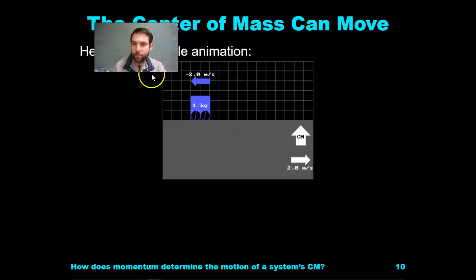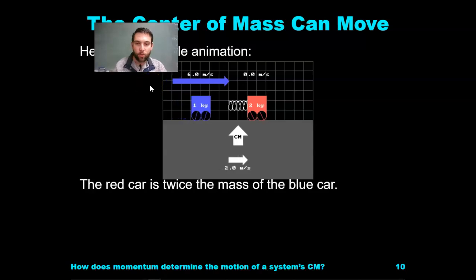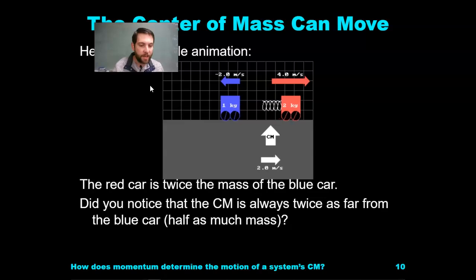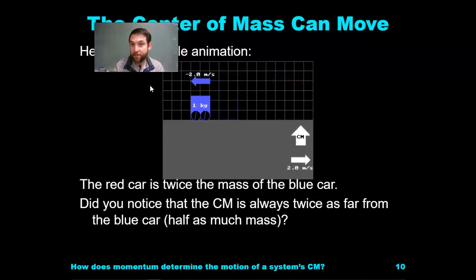Here's our CM right here. The red car is twice the mass of the blue car. Did you notice the center of mass is always twice as far from the blue car? Because it's half as much mass. The blue car is half as much mass as the red car, so the center of mass is going to be further away from the lighter piece. It's going to be more attracted to the heavier side. It's going to gravitate towards it.